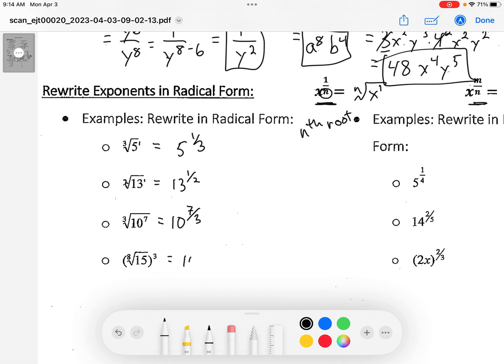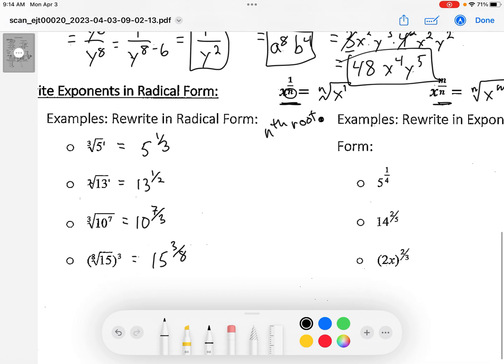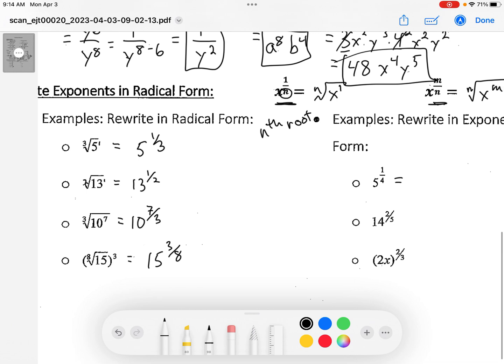And the last one would be the 8th root of 15 to the 3rd. So look at those. Oops, sorry. I was supposed to make that the exponent, right? So that'd be 15 to the 3/8. Now on the other ones, we're going to go the other way. So this would be the 4th root of 5 to the 1st. This would be the 5th root of 14 squared.